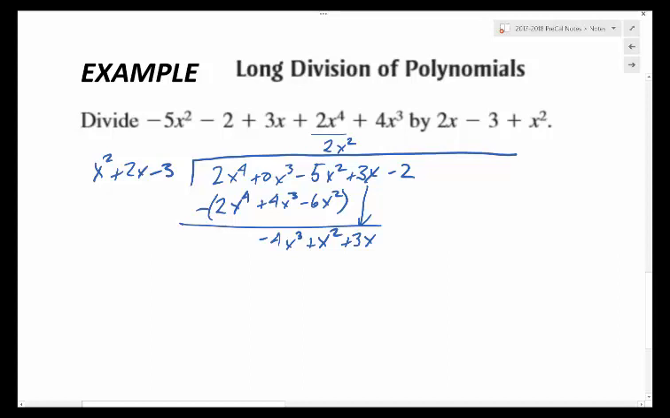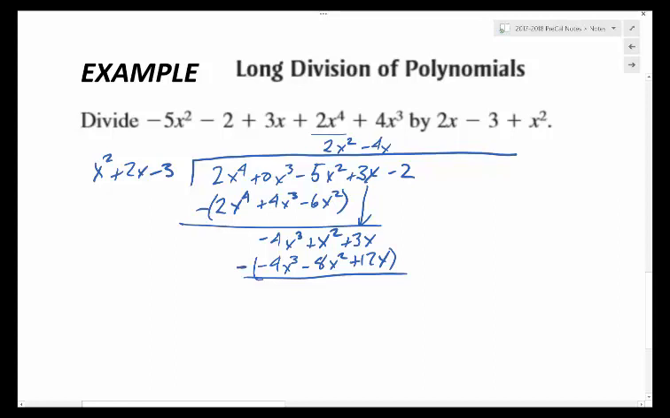So what times x is negative 4x cubed? It'll be negative 4x. So I'll get negative 4x cubed. Remember, I just want to match up the first term with the other first term. Everything else at the end, I just let it take care of itself. Negative 4x times positive 2x gives me negative 8x squared and plus 12x.